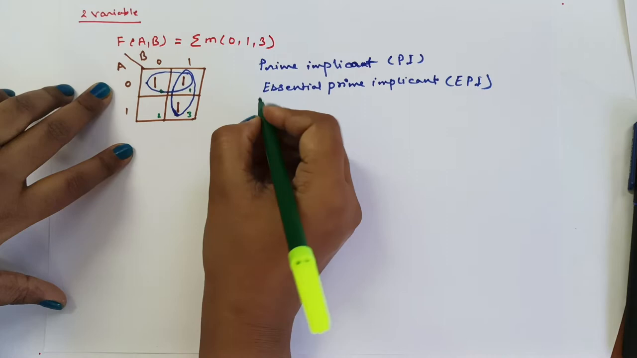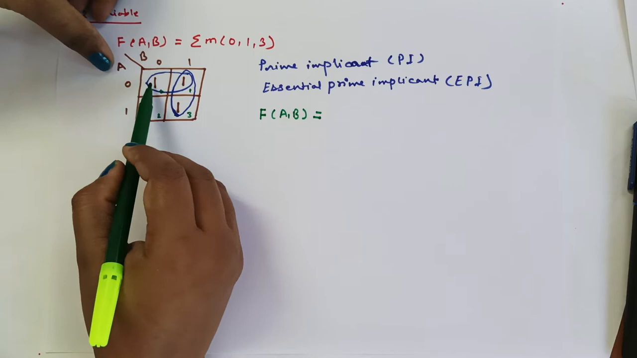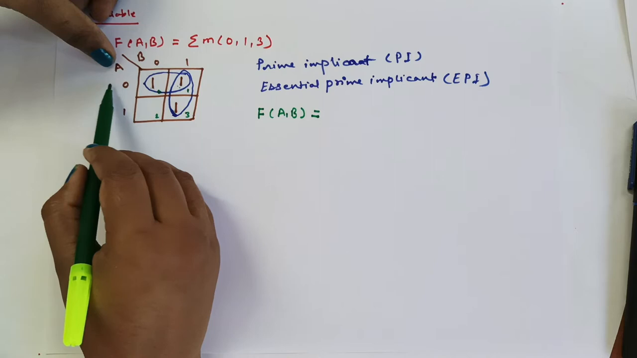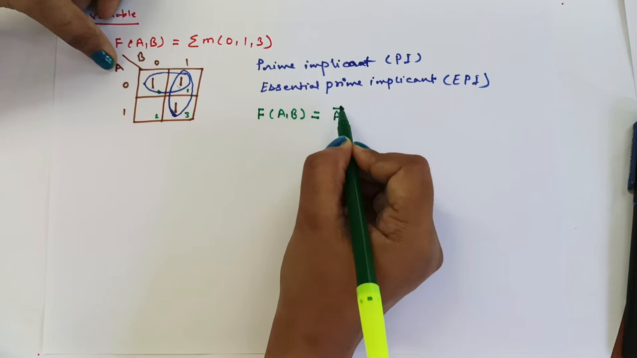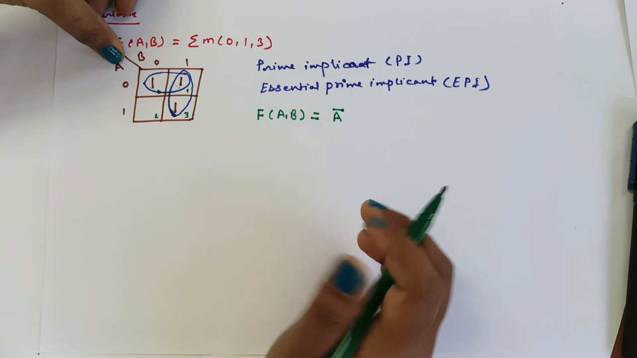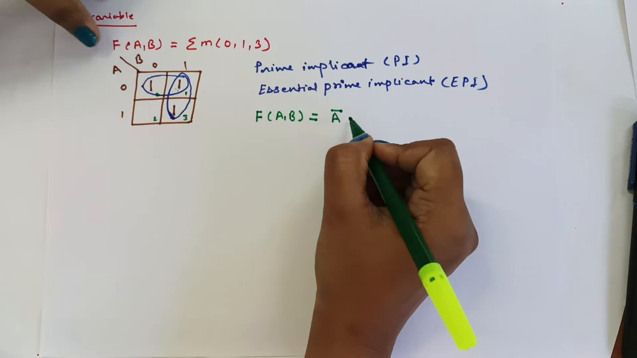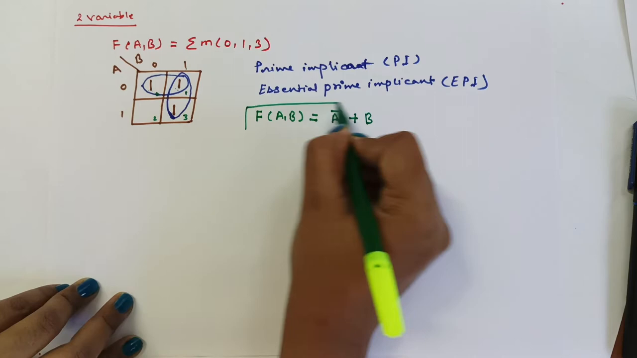Now we can write the simplified function as function of AB. For writing the simplified function, we need to see the left side of the group as well as the top side of the group. So we need to see the left, A is 0 here. So we will write A bar, 0 for A bar. And at the top, B is changing, 0 and 1. So we will not write anything since it is changing. We will follow the same procedure for the second group. And we see the left side, A is changing, 0 and 1, and B is constant, that is 1. So we will write B here, 1 for B. This is the simplified expression.